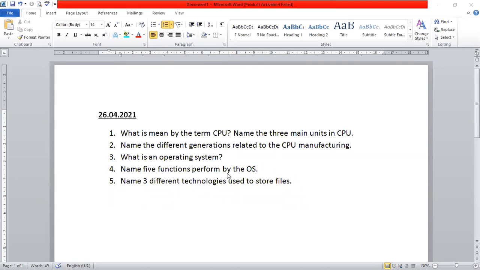Excuse me, sir, we want to write the questions. Yes, the question and the answer both must be there. First, you write the question and then write the answer. So in the second question, we have to write the generations and the technology that they have used. You have to write the first generation and what technology they used.